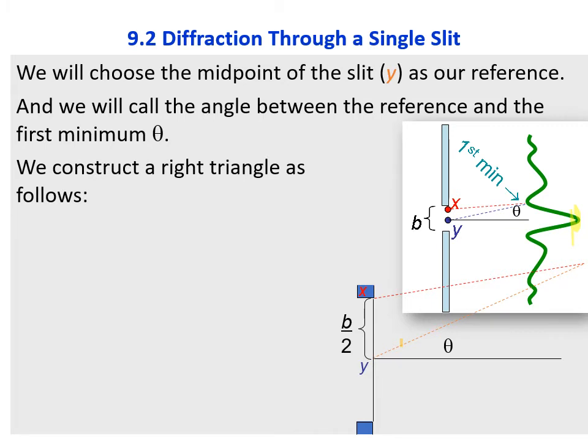What we can do is construct a right triangle to make a little more sense of this. So I draw a straight line from wavelet x to the path of the waves coming from position y. This is a 90-degree angle right here. And if we use a small angle approximation where b is sufficiently small and the distance to the screen is sufficiently large, the angle here will match the angle here. So these two angles will be equal.